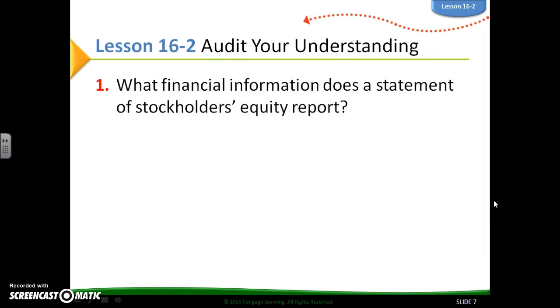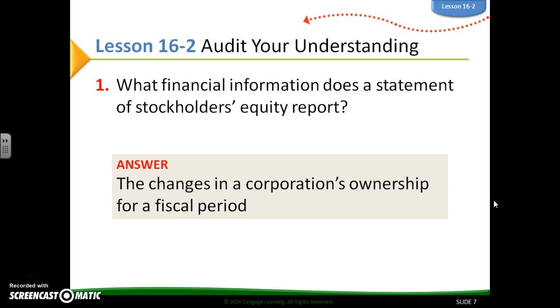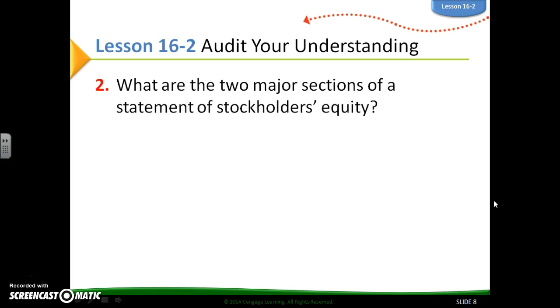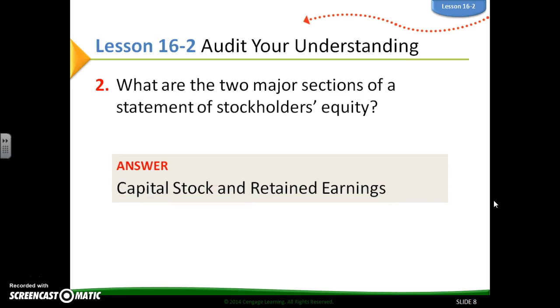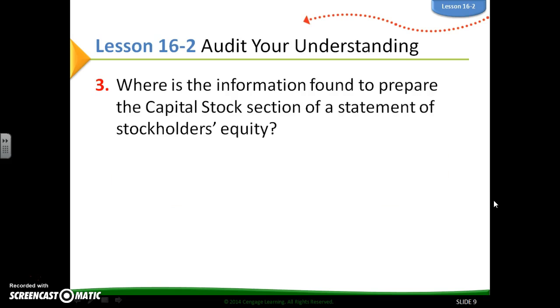So we'll ask a couple questions and see where we're at. What financial information is going to be on the statement of stockholders' equity? Well, changes in ownership for the fiscal period. That's what we're seeing in the stockholders' equity. Two major sections are going to be capital stock and retained earnings.